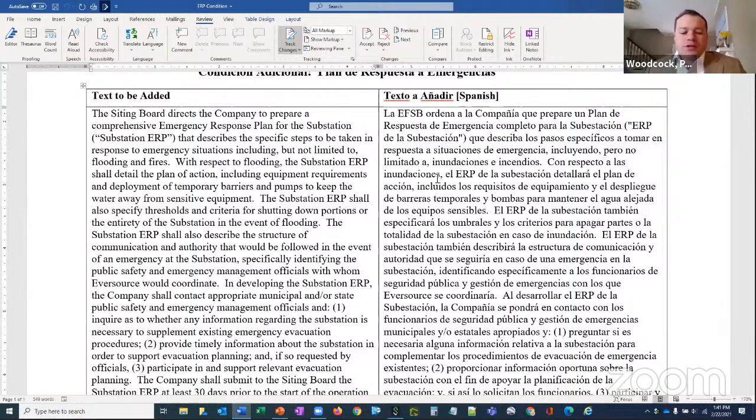Mr. Woodcock? Just to be clear, this would add additional detail. There was in the draft tentative decision an ERP required, and this provides specificity of what's included within it. That's right. That is correct. We wanted to be specific, especially with relation to the unique nature of the location of the substation and its proximity to some of the industrial equipment nearby. Okay, thank you.